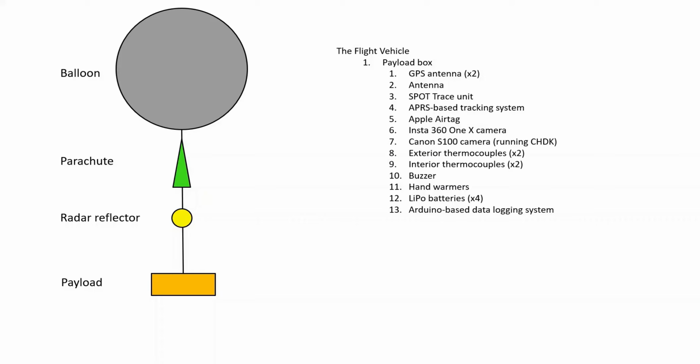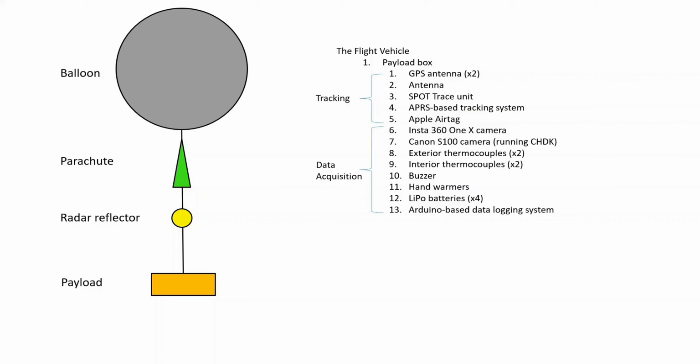So I like to break all this into sort of 2 major categories. The first category is things that we're using to track the balloon during its flight and when it's on the ground. So this includes things like a SPOT Trace unit, an APRS based tracking system, an Apple AirTag, and we are going to talk about all of these in a little greater detail in just a second. So let's defer that discussion for a few minutes.